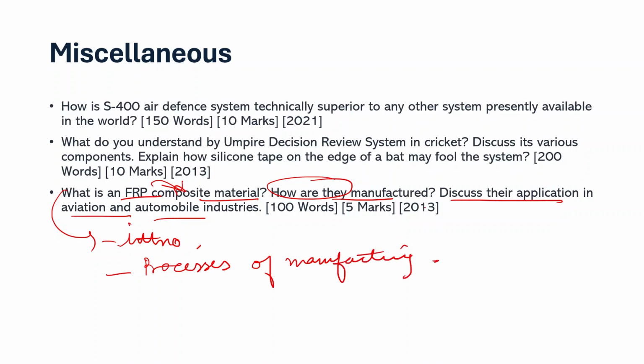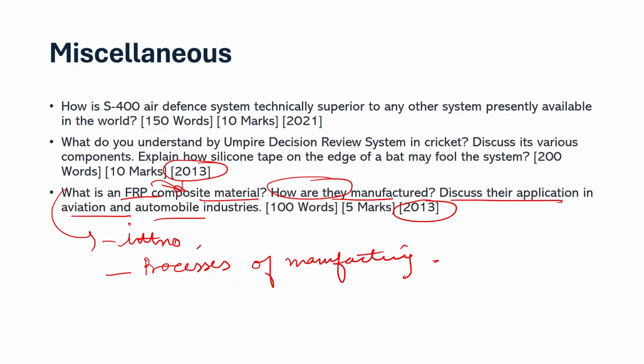Again, you can see that these questions are from 2013. So that year the paper was slightly on a difficult side. There were many questions which were very factual. Usually in mains now you don't see very factual questions, but back in those years some factual questions were asked. So the process of manufacturing of FRP composite is a very factual thing, right? It's not something that is commonly known.